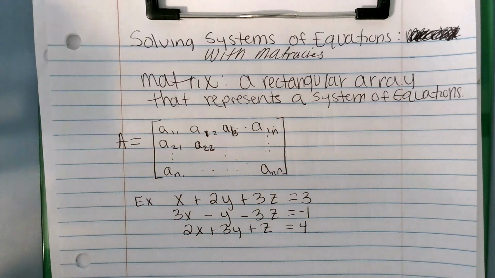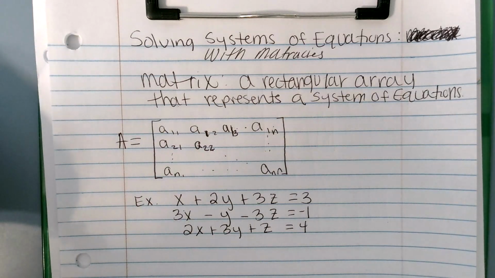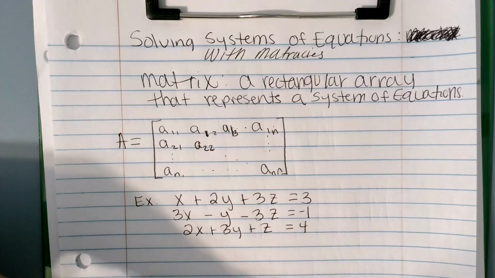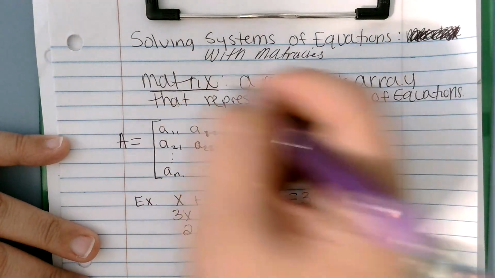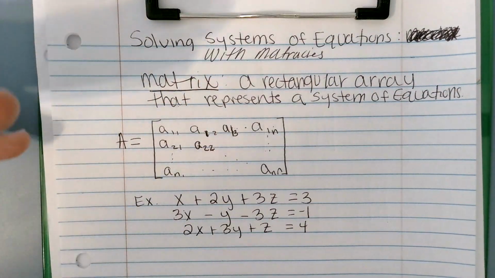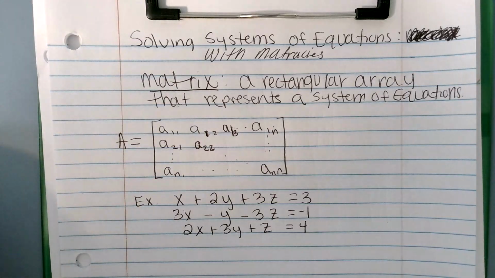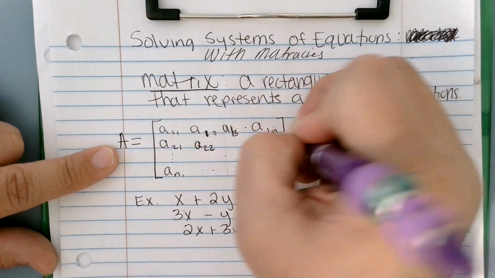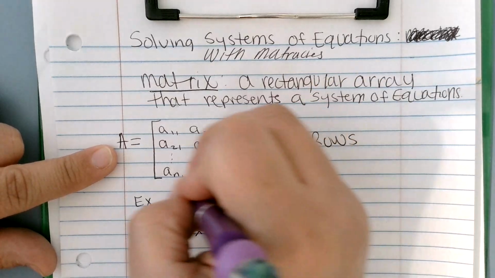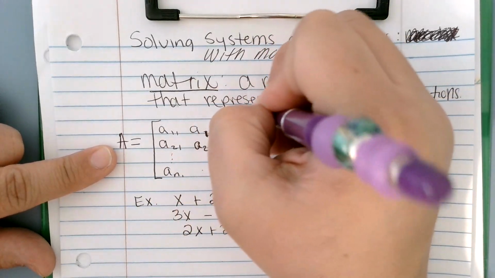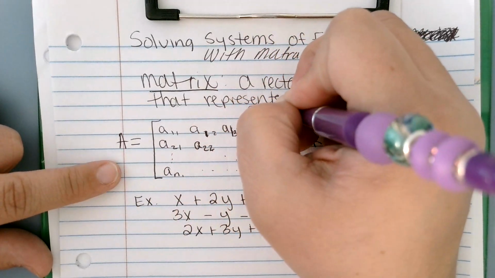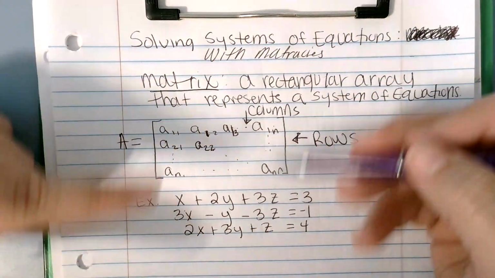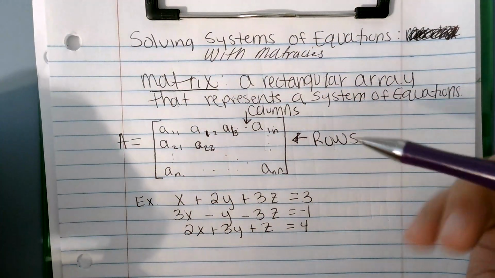This video is solving systems of equations with matrices. You can represent a system of equations in a matrix. It's literally a rectangular array that represents a system of equations, where the rows are the number of equations that we have, and the columns are the number of variables that we have. So the columns are vertical and the rows are horizontal.